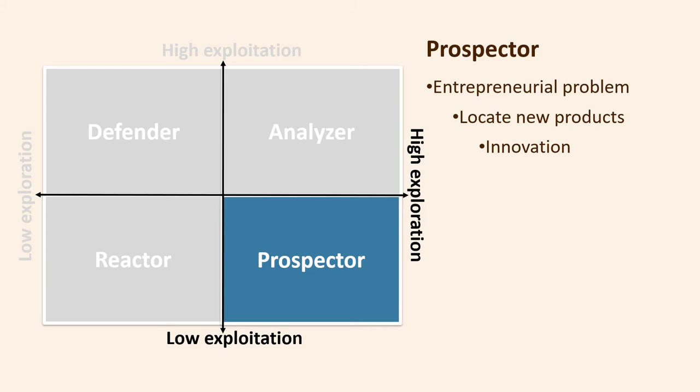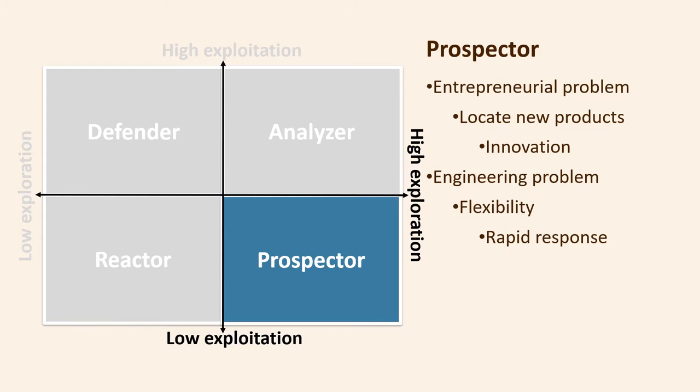The entrepreneurial problem is to locate new products and opportunities. It is about exploration, also sometimes called innovation. They are always trying to find new possibilities. The engineering problem is to maintain technological flexibility to support the entrepreneurial mindset. This permits a rapid response to the changing domain, but the organization cannot exploit maximum efficiency in its production and distribution system because of multiple technologies.